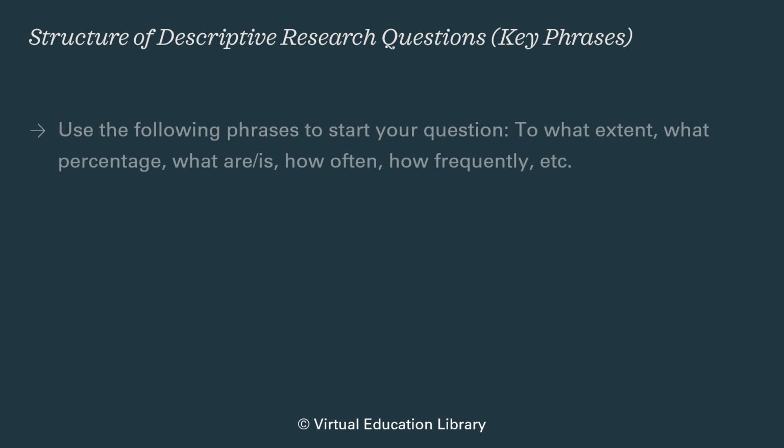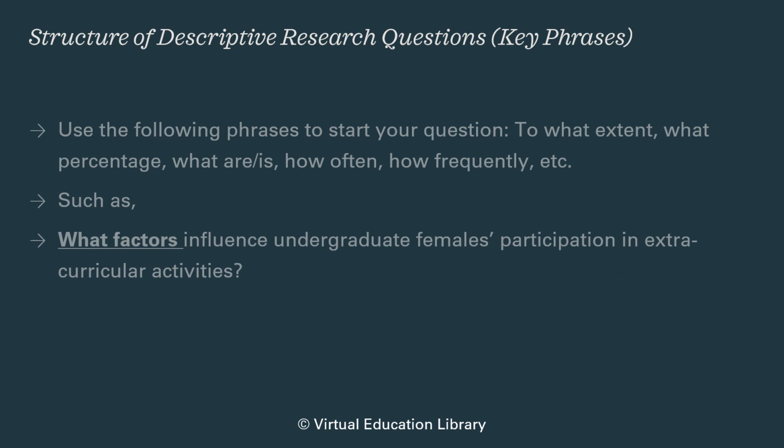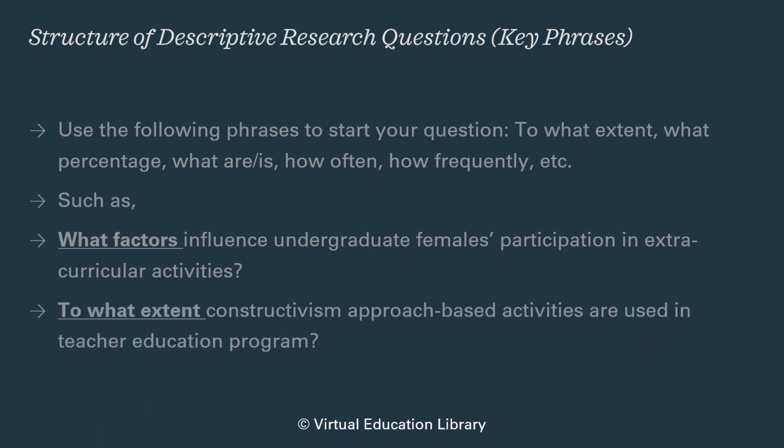You need to start your question with: to what extent, what percentage, what is or are, how often, how frequently, etc. These are the key phrases that you need to use in your descriptive research study, such as: what factors influence undergraduate females' participation in extracurricular activities? To what extent are constructivism approach-based activities used in teacher education programs? From these key phrases, you might understand that these research questions are based on descriptive research design.